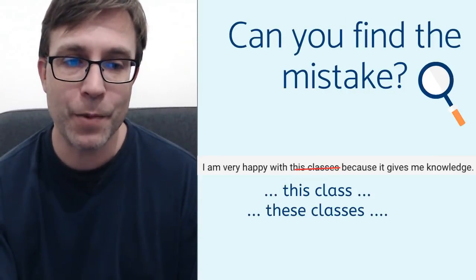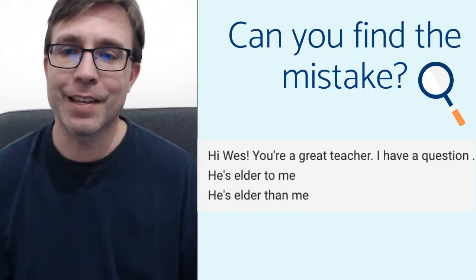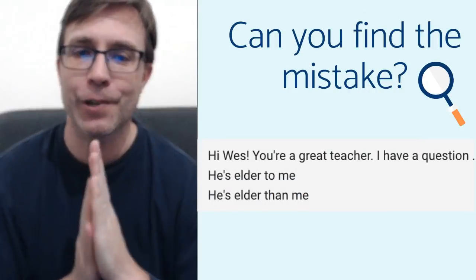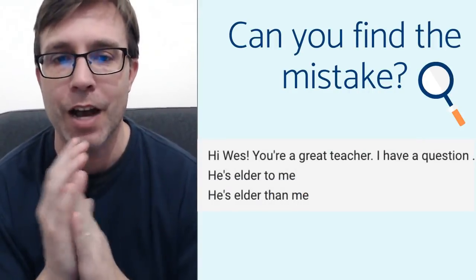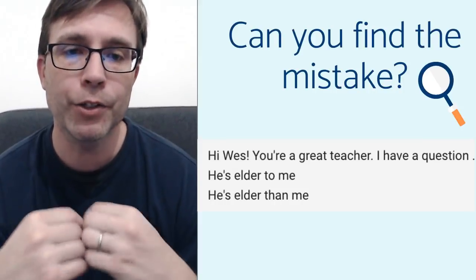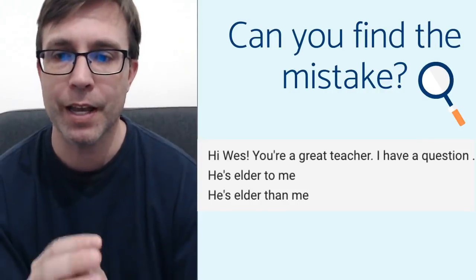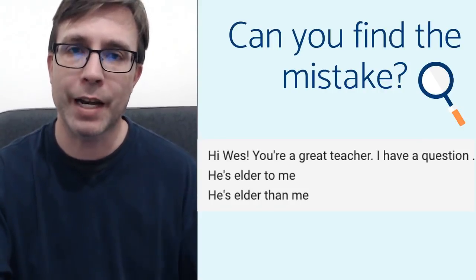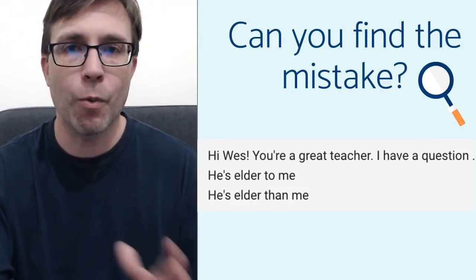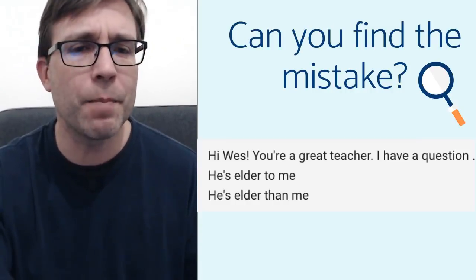Then we have this message right here. Hi, teacher, you're great. Hi, Wes, you're a great teacher. I have a question. He's elder to me. He's elder than me. What would you say? How would you correct this sentence? Or why do you think it's a bit strange?